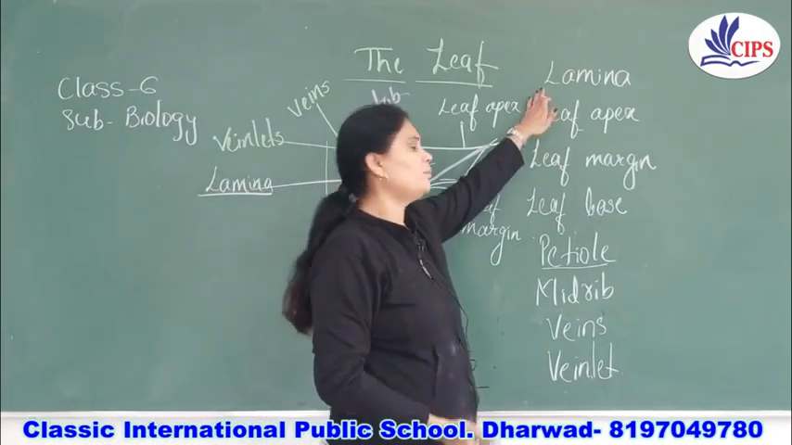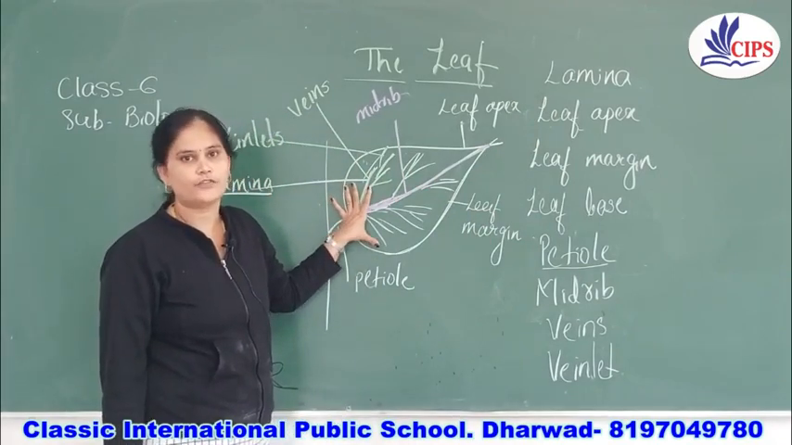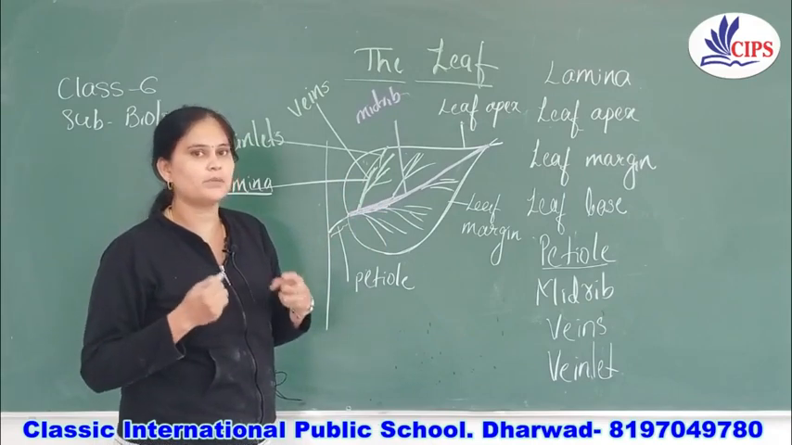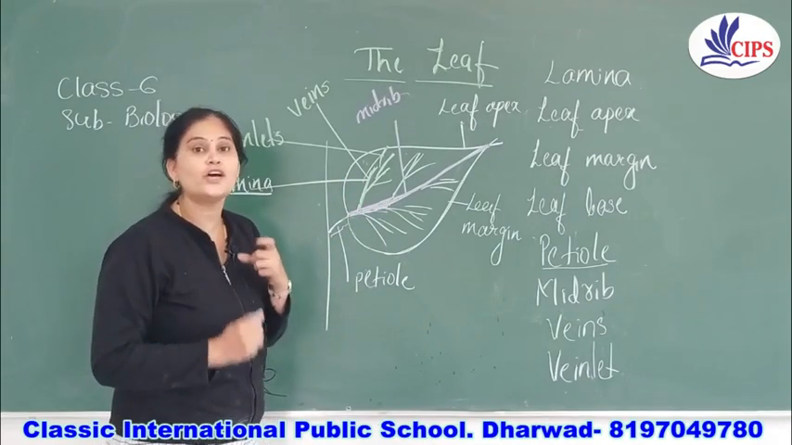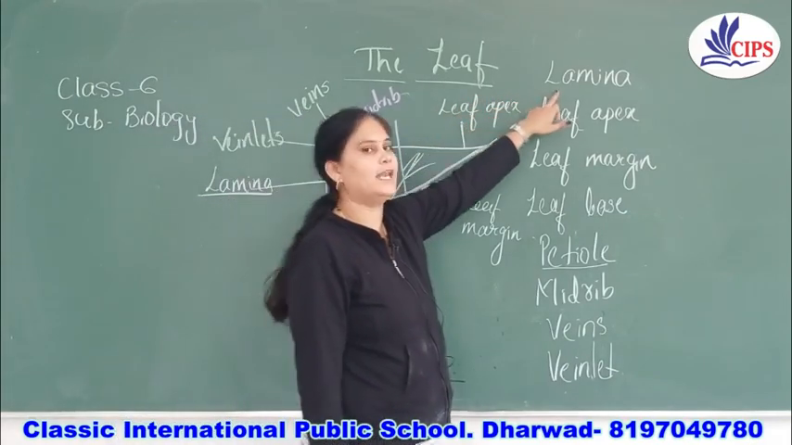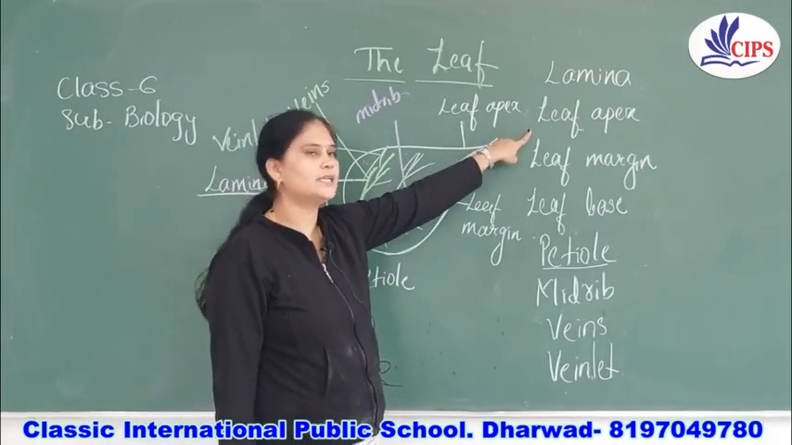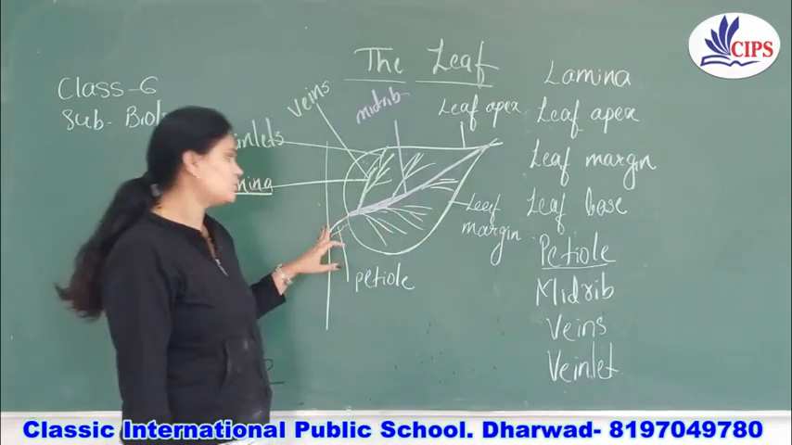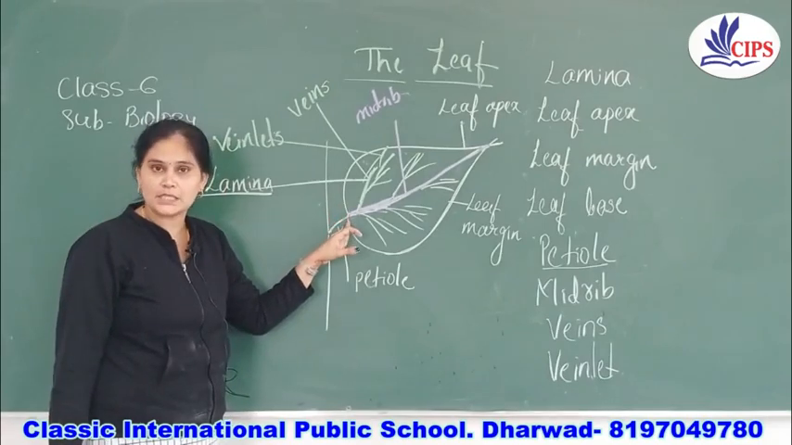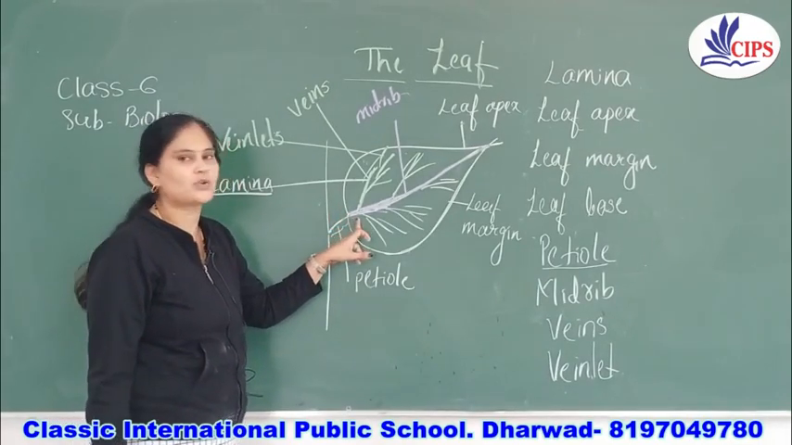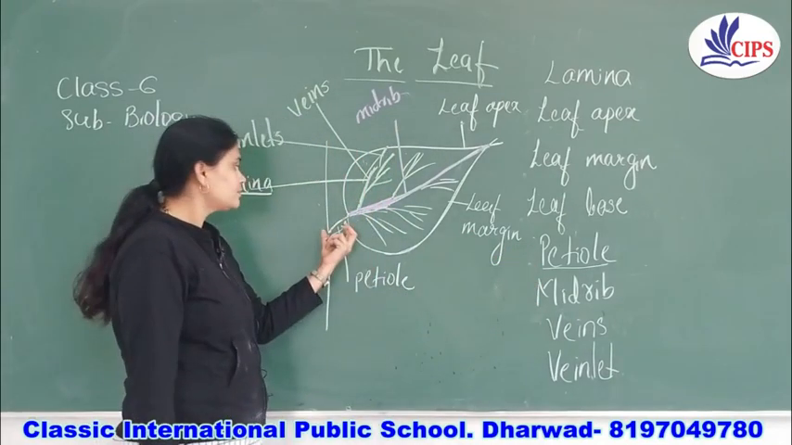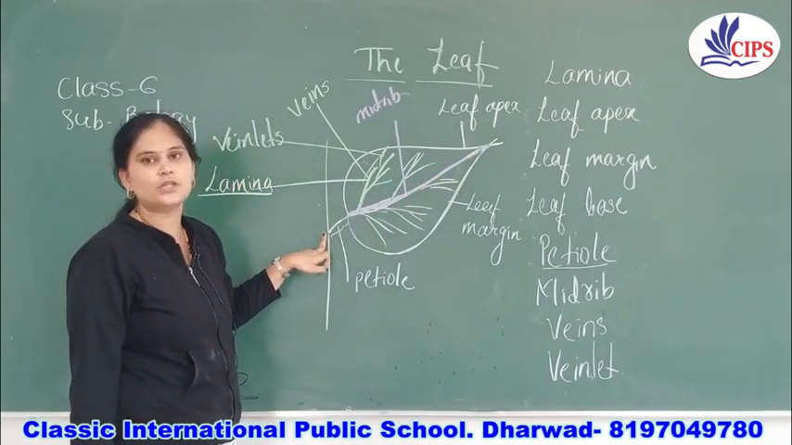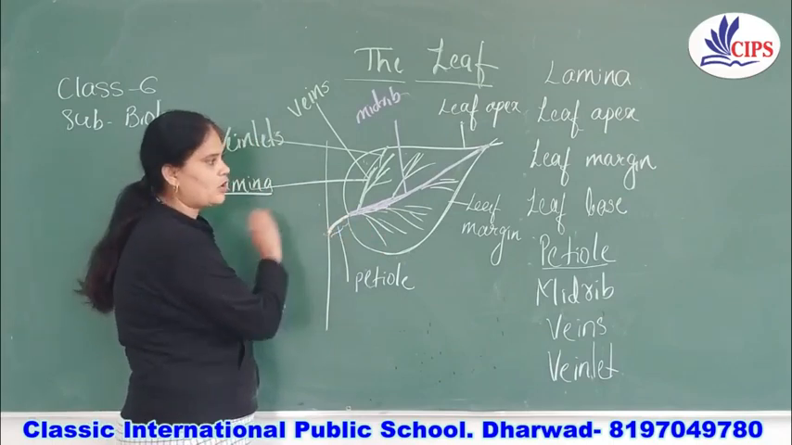Once again, what do you mean by lamina? Lamina is the broader portion of the leaf. Why is it broader? Because it has to take the maximum carbon dioxide from the atmosphere to carry out photosynthesis. The tip of the leaf is called the leaf apex. The margin of the leaf is called the leaf margin. The basal portion of the leaf, which is attached to the stem, is called the leaf base. Petiole is the stalk of a leaf by which the leaf is attached to the stem.